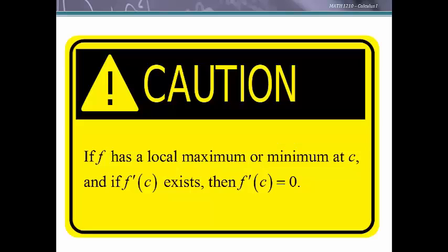Nope. The theorem says if the function has a local max or minimum at c and if the derivative exists, then the derivative equals 0. It does not say the reverse. It does not say if f prime of c equals 0, then it has a max or a min. So we've got to make sure we use this in the correct order.